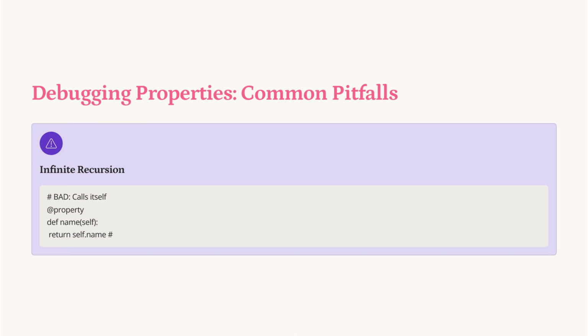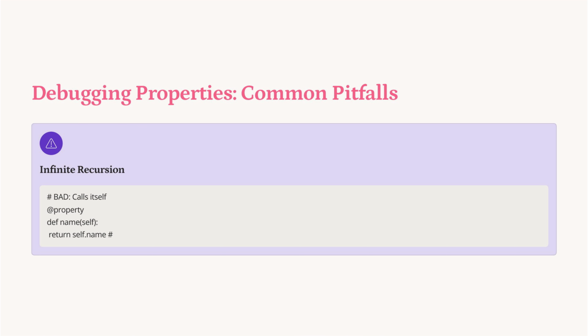Avoid infinite recursion in property methods by not calling the property itself. For instance, in a property method named name, ensure it doesn't return self.name. Instead, use a private attribute like self._name to store the value, preventing recursive calls and potential stack overflow errors.